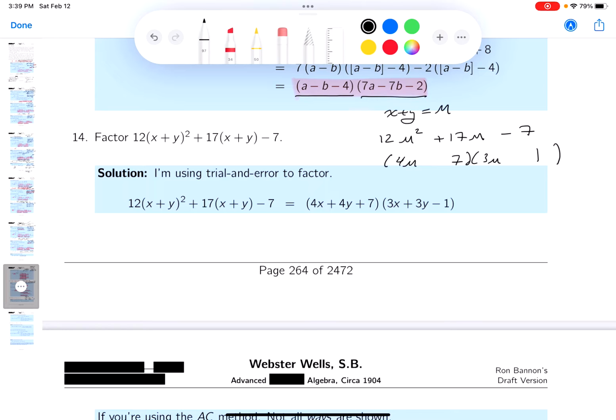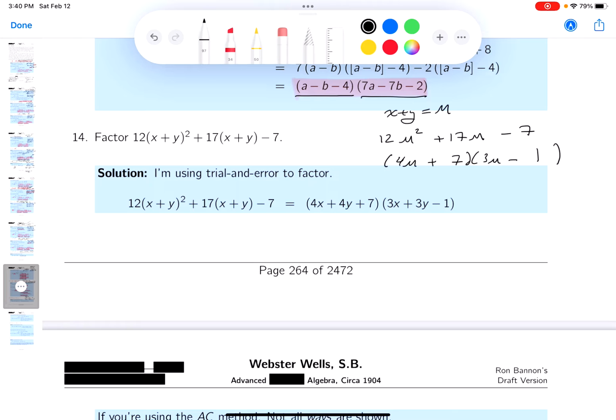Now someone says, why would you say that? Well, it could be just a random guess. It doesn't really much matter. I need to try something. So the next thing I'm going to do is I'm looking at it, and I'm going to say this over here. I'm not saying this is right. I'm just saying it's worth a try. Do you get the 12u squared? Of course you do. Do you get the minus 7 on the end? Of course you do. It's the 17u I'm worried about.